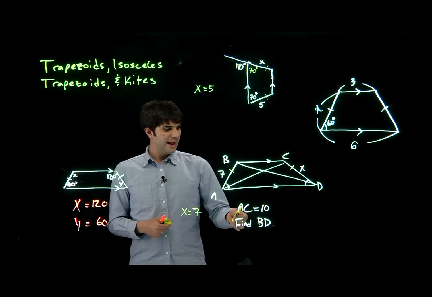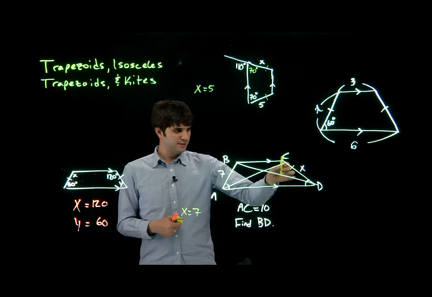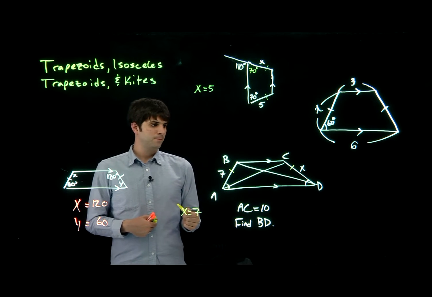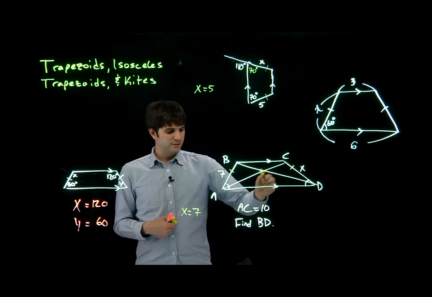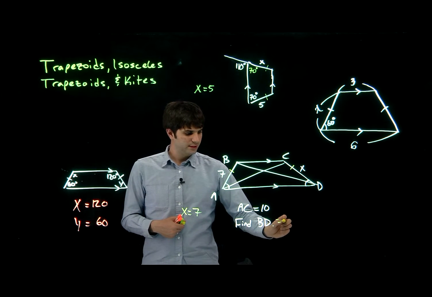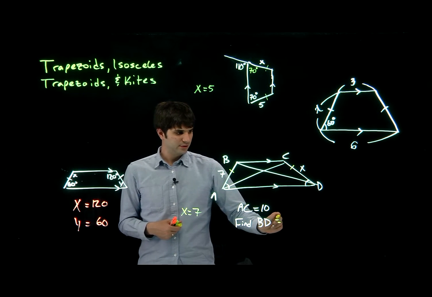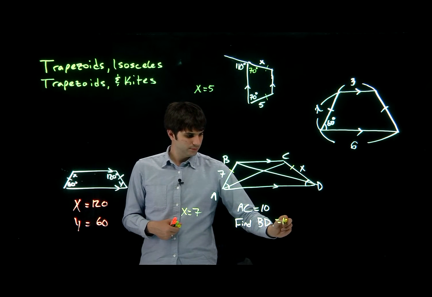It also says that AC, this diagonal, equals 10, and we want to find BD. The diagonals of an isosceles trapezoid are the same length, so the other diagonal will be 10 as well.